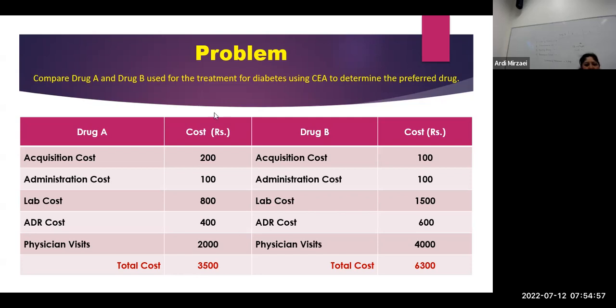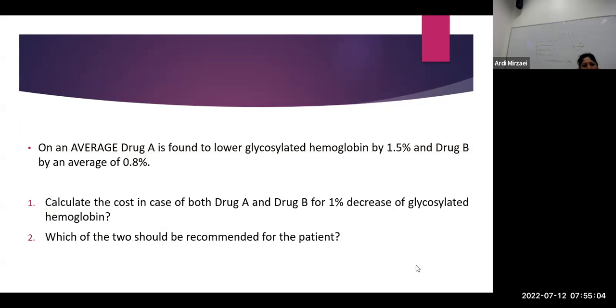So now the total cost of drug A is 3,500. Drug B is 6,300. So now the problem is, on an average, drug A is found to lower glycosylated hemoglobin by 1.5% and drug B by an average of 0.8%. Now calculate the cost in case of both drug A and drug B for 1% decrease of glycosylated hemoglobin, and which of the two should be recommended to the patient.